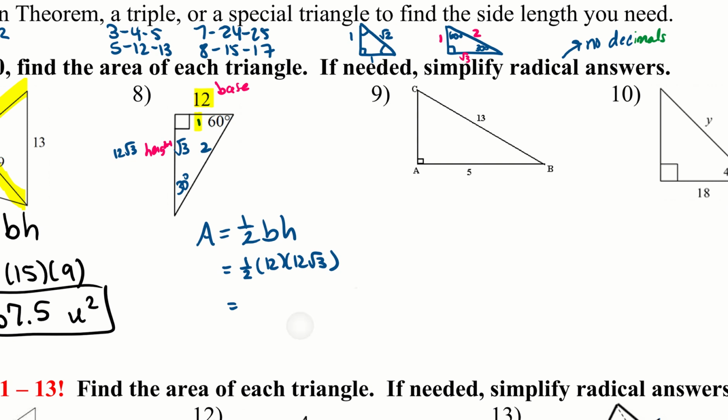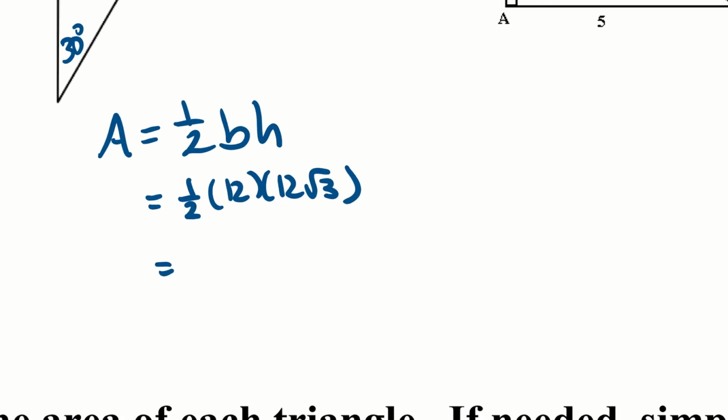So how are we going to handle that? Well, when we're multiplying by a √3, what this tells us is there's going to be a √3 in the answer. So I'm going to multiply the rest of this. I'm going to go 1/2 times 12 and then times another 12. So 1/2 of 12 is 6. 6 times 12, if I'm doing my math well today, is 72.